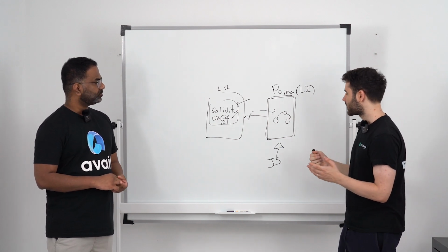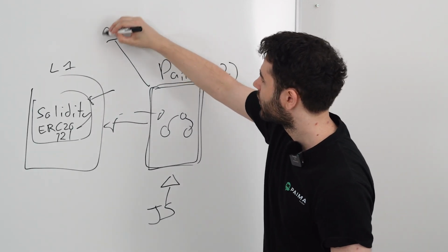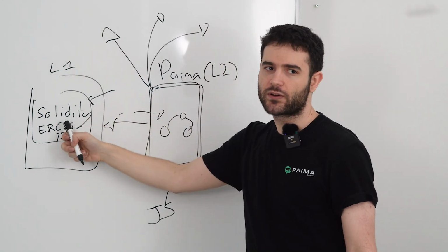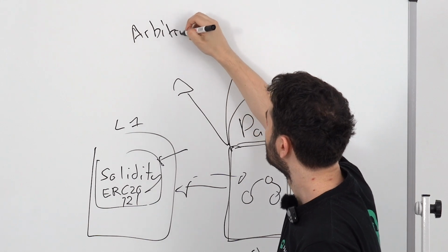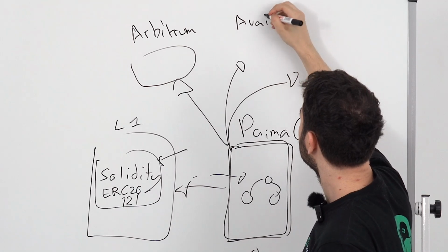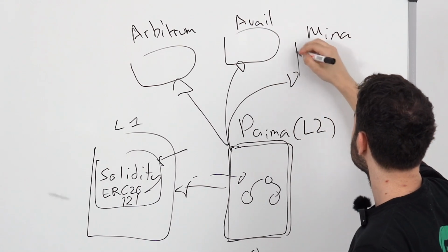What we realized with gaming for Paima is that a lot of these games basically want a lot of other arrows. They might say, okay, I have Layer 1 for the NFT, and then I have Arbitrum for my settlement layer, and then I have Avail for my DA layer, and I have Mina for my ZK layer.